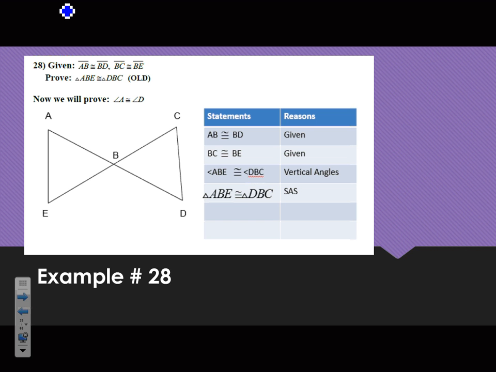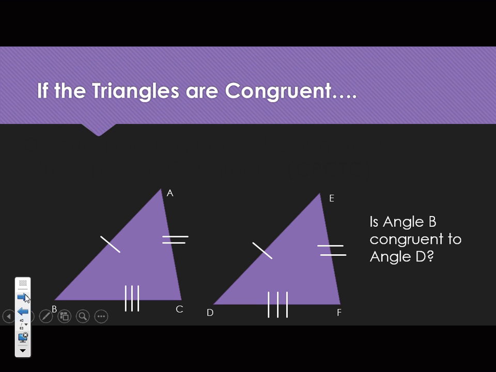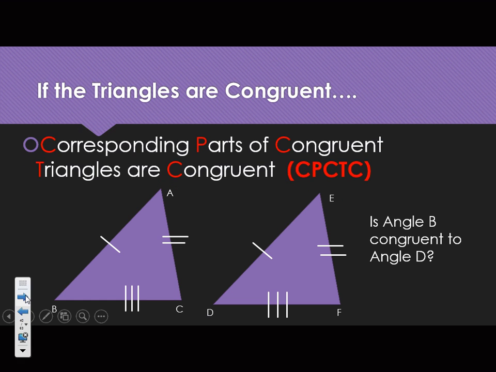Today, we're going to start proving other things. So we used to just prove that our triangles are congruent. Today, we're going to prove other things that we don't know. So when we do that, we're going to put things like angle A is congruent to angle D, and then our reason is going to be CPCTC. Now, what that means is, if triangles are congruent, then corresponding parts of congruent triangles are congruent.